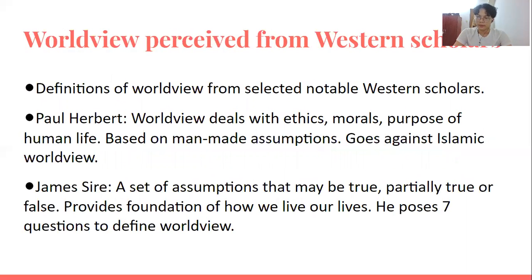Finally, the chapter continues to talk about worldview as perceived from Western scholars. And again, it gives multiple examples. However, I'm just going to focus on two. The first being Paul Herbert's definition of worldview. And he says that worldview deals with ethics, morals, and purpose of human life. He also says that worldview is based entirely on man-made assumptions.